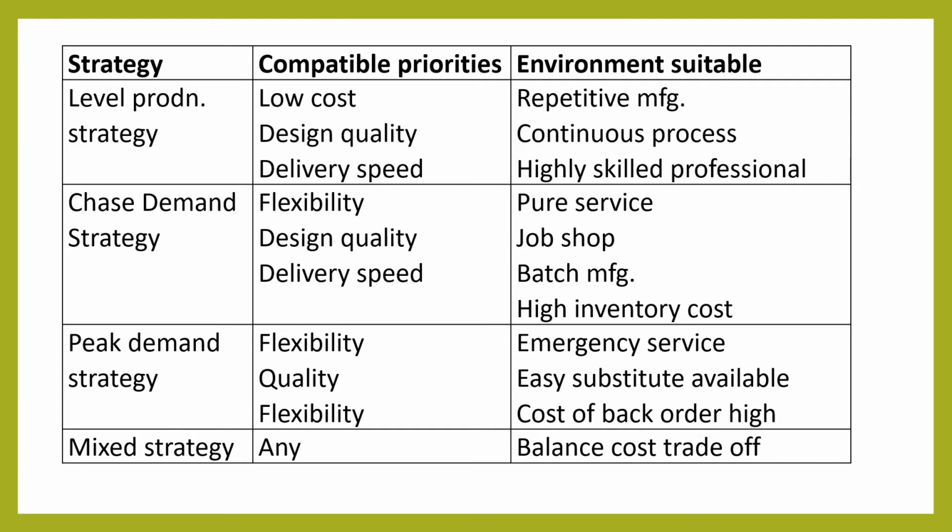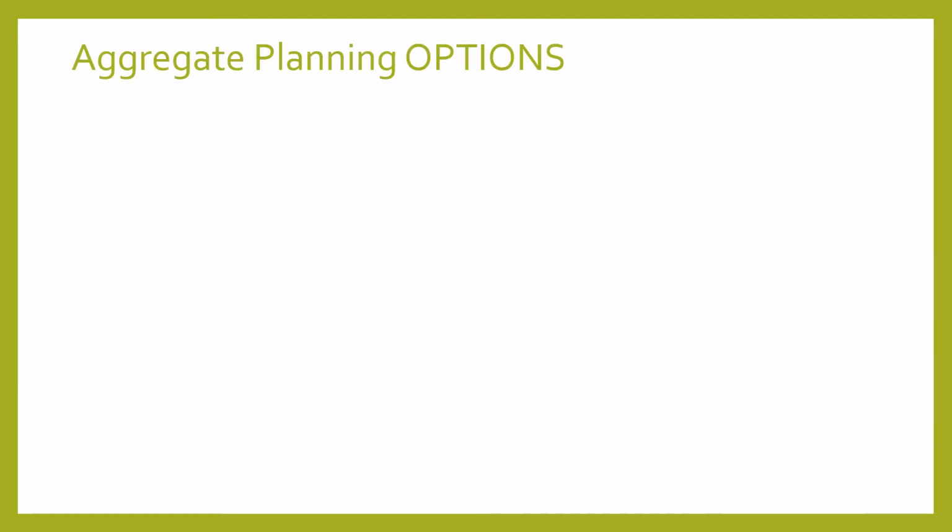And we have peak demand strategy. So it is compatible with flexibility and quality, and the environment it is suitable for is service, emergency service, easy substitutes available, and high cost of back order. And in mixed strategy there can be any compatibility priorities, and the environment is where there is a balanced cost trade-off.